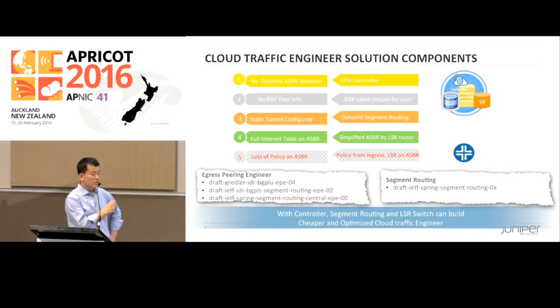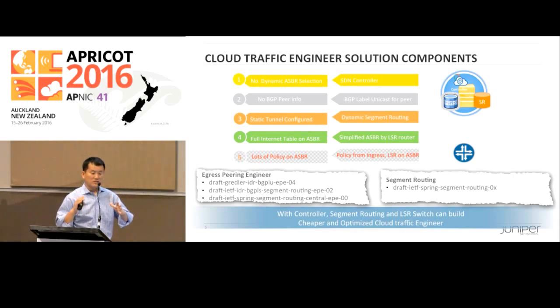First of all, we introduce an SDN controller, which can monitor the network status and dynamically select ASBR routers. We also use BGP labeled unicast for peering and get information from NetFlow, BGP-LS, BMP, and so on. Then we can always do dynamic segment routing selection. One of the beauties of segment routing is that you do not need to pre-configure any tunnels. The tunnel comes from the ingress node.